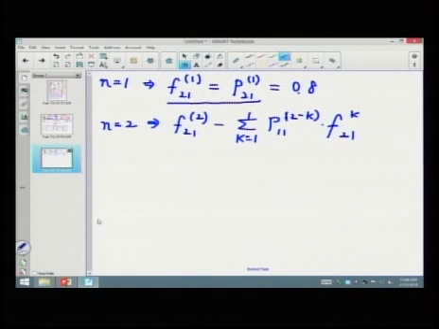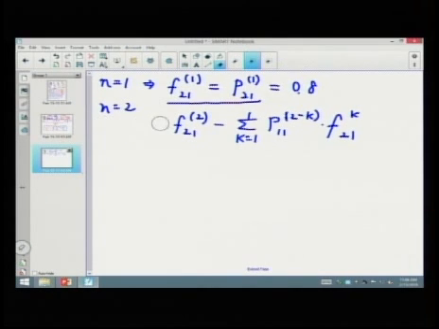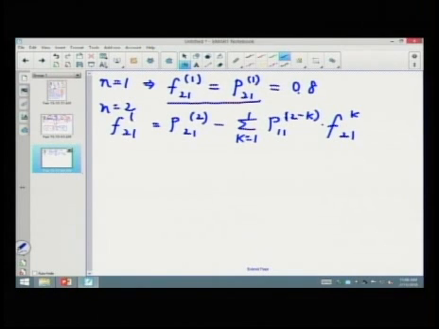What did I do wrong? Something is not right. Oh, I forgot one of them. Okay, so let me rewrite this. If n equals 2, then actually this part should be p, right? And we're going to have f21, 2. Is that right? Sorry about that.